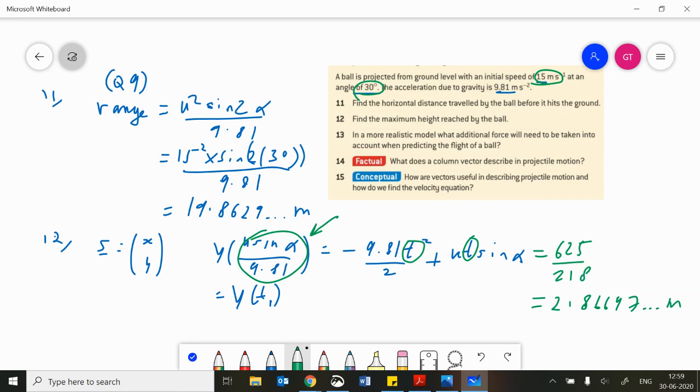And so for 15, it says, how are vectors useful in describing projectile motion, and how do we find the velocity equation? Well, hopefully you've seen that it's been useful when we're able to make these predictions for essentially what's the furthest you can throw a ball. That would be a useful thing. If you're able, for example, to throw at, let's say, 20 meters per second, then you can find the maximum angle or whatever. You can use this in practical situations.